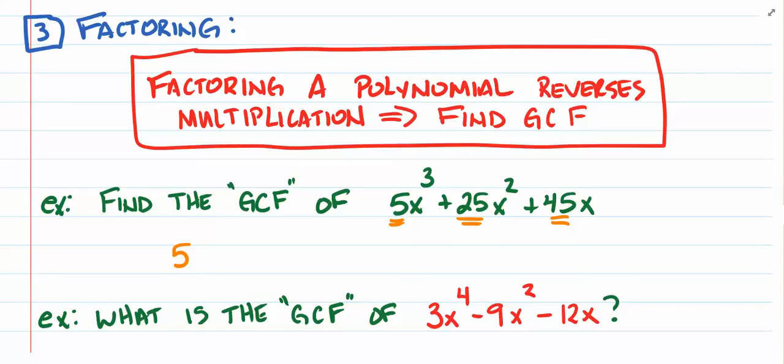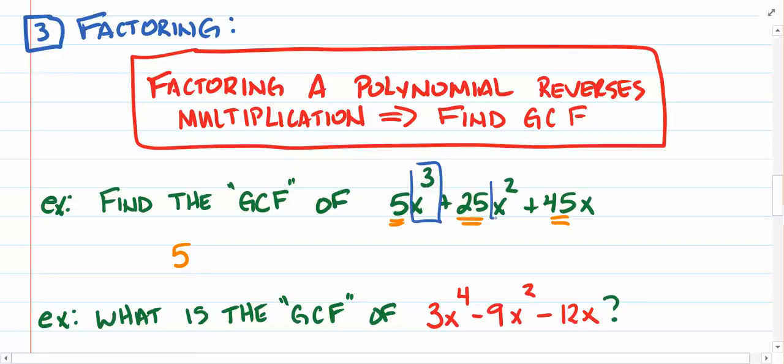Then I focus my attention on the variables. I have x to the third, I have x squared, and I have an x. And I ask myself just the same question. What's the most I can pull out of each one equally? Well, x to the third means x times x times x, x squared means x times x, and x just means an x. So all three of them share at least one x, and therefore I can pull out an x from my variables. Now, what does that leave me with?